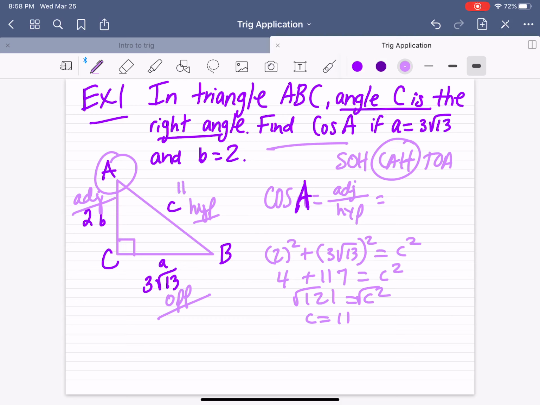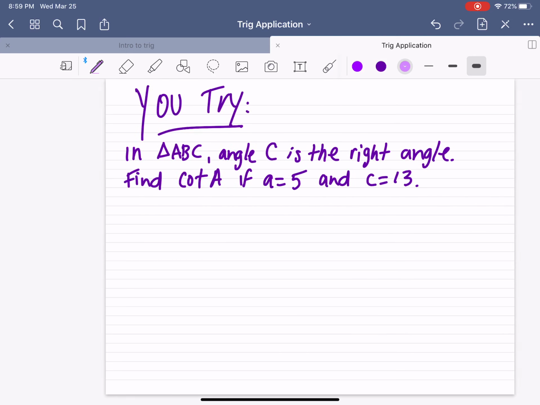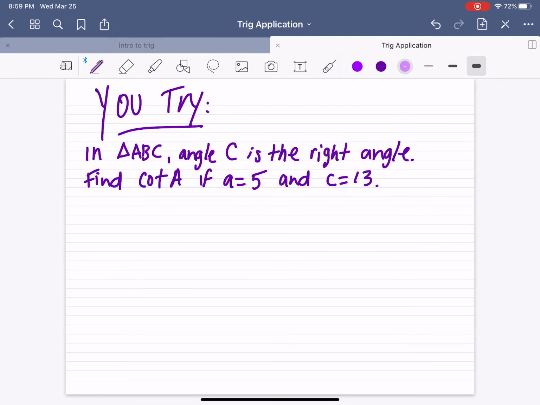So now that you have your missing information, you're able to set up the ratio. So again, the adjacent is 2 units. The hypotenuse is 11. So the cosine of angle A is 2 over 11. So very similar to the lesson we did yesterday. Now I want you to try this one on your own. So pause the video, come back after you've tried it.